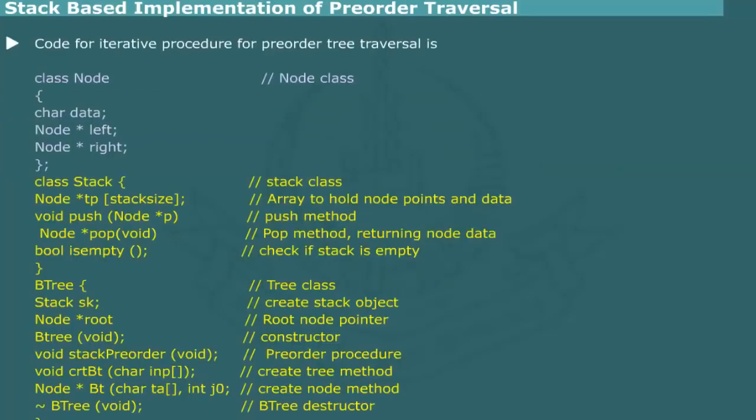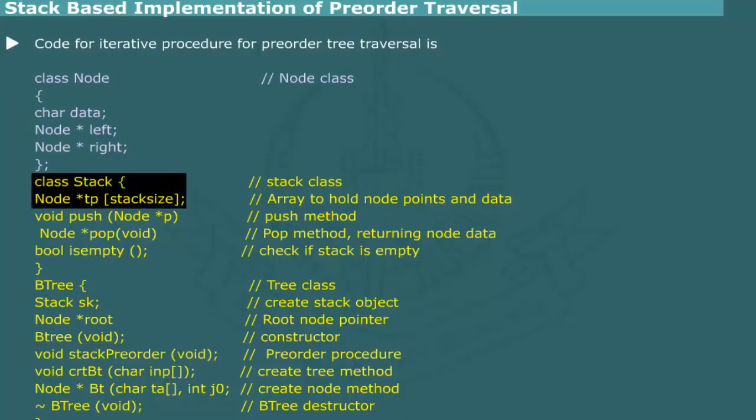The code for iterative procedure for tree traversal is substantially more complex than the code for equivalent recursive procedure. In the former case, we have to deal with three classes representing tree node, stack, and tree structure. The interface for these classes are as shown. Here, B-tree class includes methods CRBT and BT to construct a binary tree. It contains stack preorder method to traverse the tree in stack-based preorder.